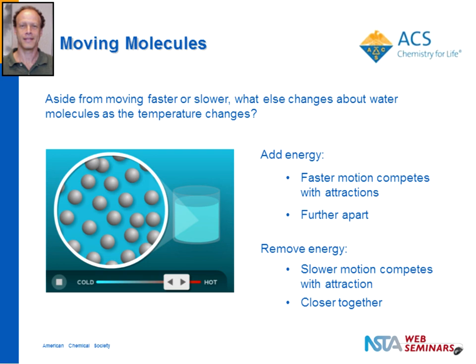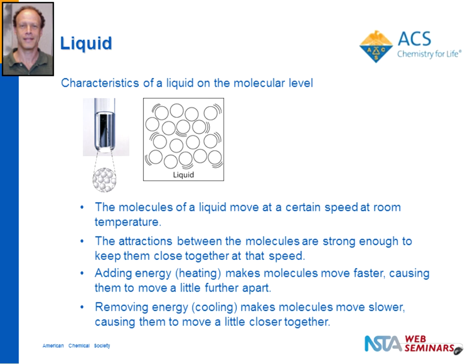So the idea of this faster and further apart is a big idea in chapter 1. If particles are attracted to each other and you can make them move faster, that motion is going to compete with their attractions, and they're going to be able to be a little further apart. If you slow them down, their attractions are going to be able to act on them a little bit better because they don't have all that motion competing with them, and bring them a little closer together. So this idea of the effect of heating and cooling is a big part of this chapter.